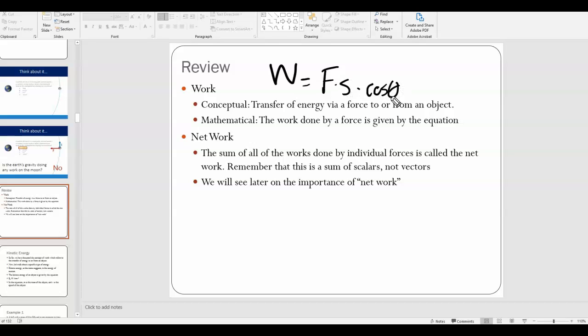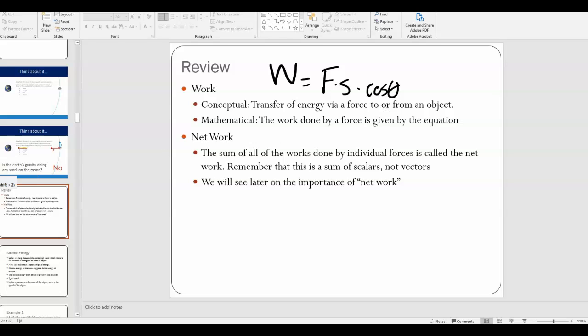Now, if you don't have a constant force, that's actually where calculus comes in, but we're not going to be doing any calculus-based problems. But this equation would not work if the force itself was not constant. We also talked about the idea of net work, which is basically what you get when you find the work done by all of the forces on an object and add up each individual piece of work. Okay, so kind of like net force is the sum of the forces, net work is the sum of the works done by all those forces. And what you're doing there is you're adding scalars, not vectors. And so calculating net work is not difficult as long as you understand how to find the work done by each individual force. Okay, so that's just a quick recap.